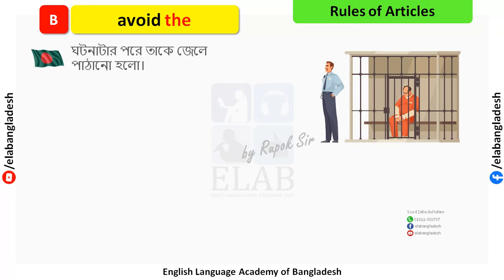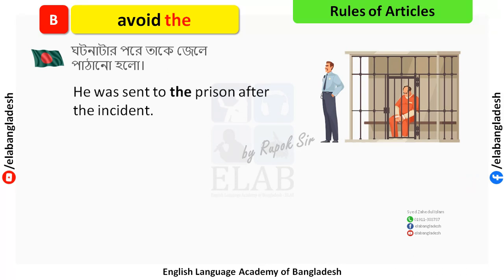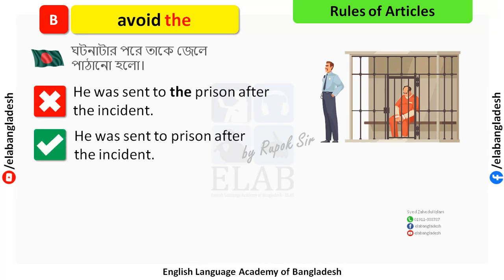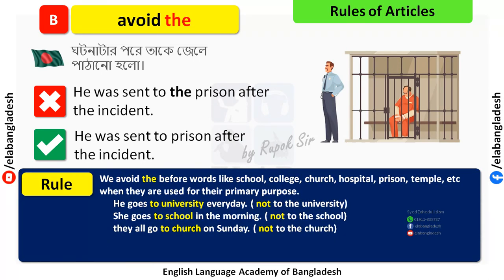He was sent to prison after the incident. We avoid the before words like school, college, church, hospital, prison, temple, etc. when they're used for their primary purpose. He goes to university every day, not to the university. She goes to school in the morning, not to the school. They all go to church on Sunday, not to the church.